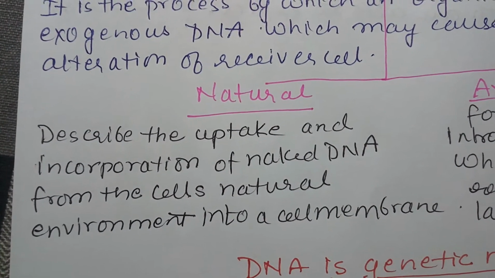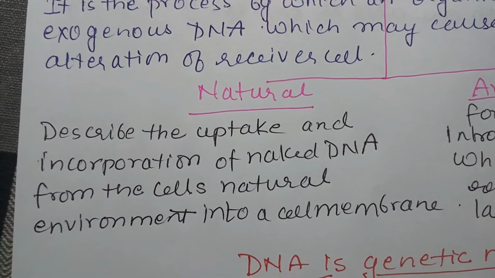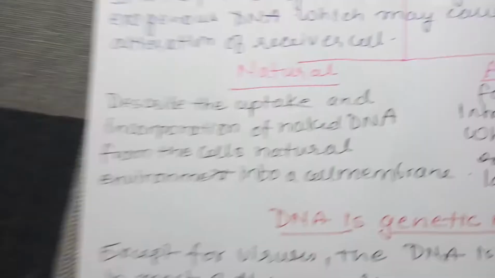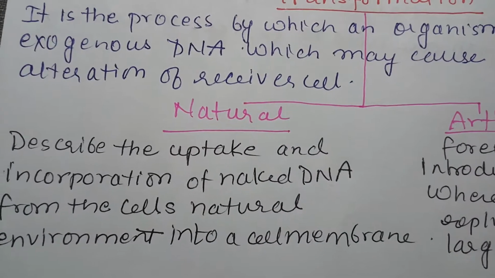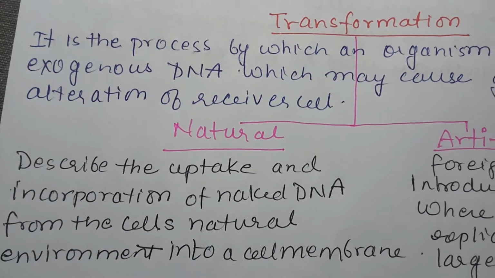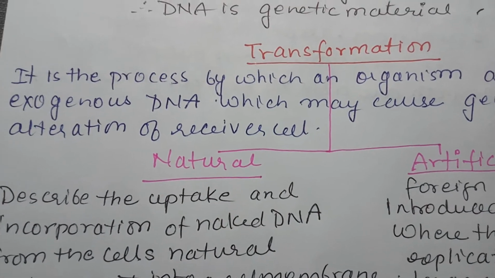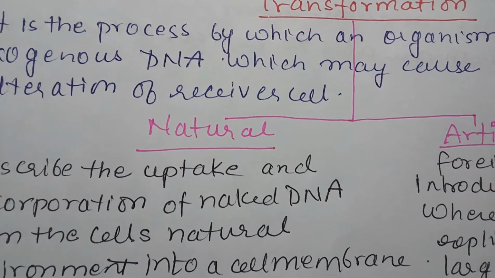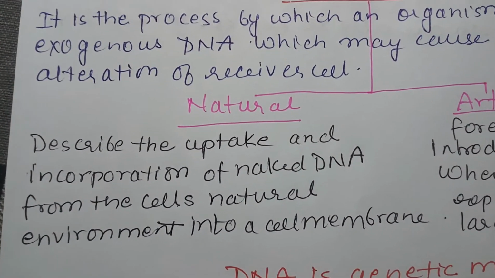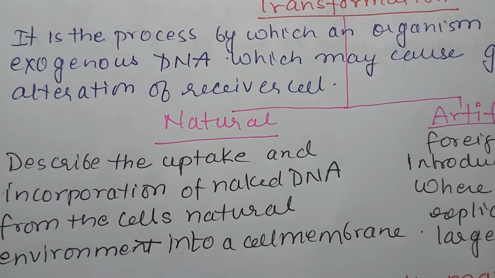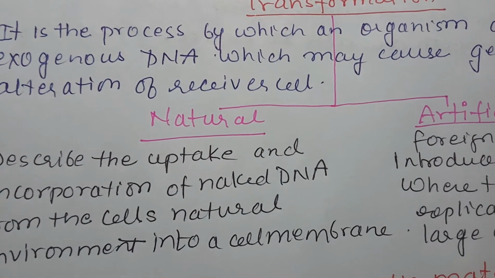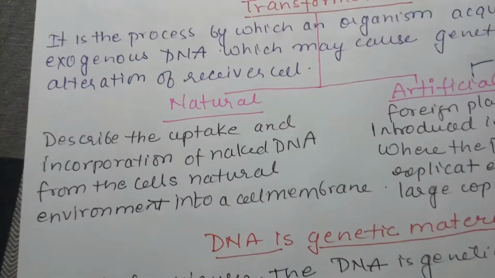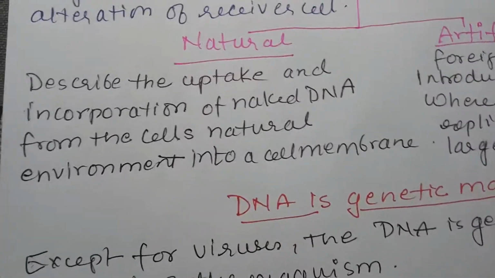Natural, like we have seen in the Griffith experiment. It describes the uptake and incorporation of naked DNA from the cell's natural environment into the cell. So what was happening over there? Actually, the DNA from S3 somehow comes out, and this DNA, not the whole DNA but a part of the DNA, enters the R2 cells. Now this DNA transforms the R2 cells to S3 cells, because it is that particular virulent gene which is going and transforming these R2 cells. This is exactly what is happening over there.